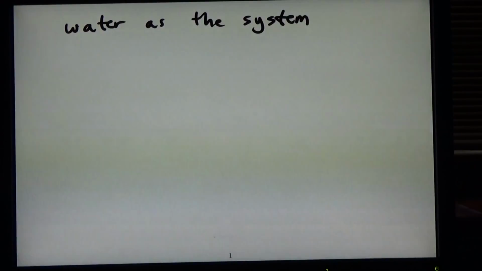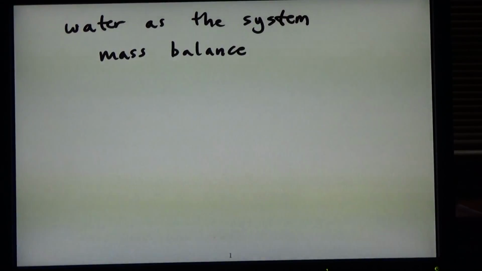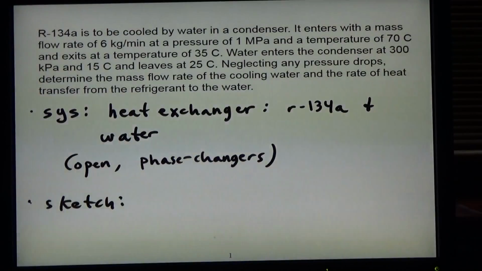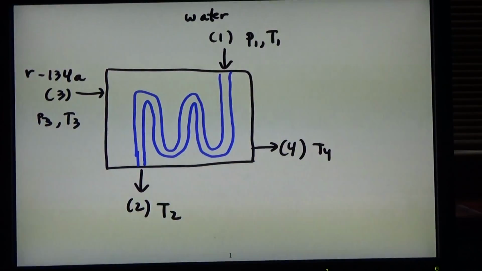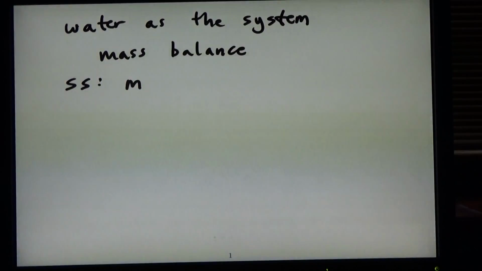So analyzing water as the system, we can still write a mass balance for the water. The water itself is just one inlet and one exit device. It never mixes with the refrigerant. So the mass balance for the water says m dot 1 is equal to m dot 2, and what we can call that is the mass flow rate of the water.